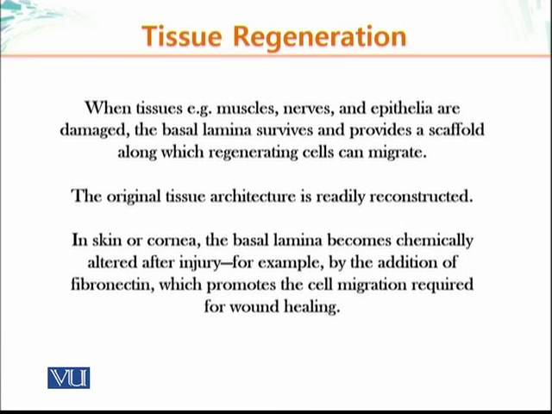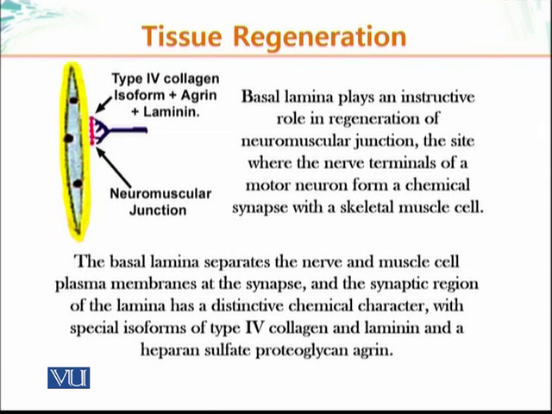In skin or cornea, the basal lamina becomes chemically altered after injury. For example, there is addition of fibronectin, which promotes cell migration, which is essential for wound healing purposes. Here, let's look at another example. We have a muscle cell, which is innervated by a nerve, forming a neuromuscular junction. Basal lamina plays an instructive role in regeneration of neuromuscular junctions, the site where the nerve terminals of a motor neuron make chemical synapses with the skeletal muscles, which is this region.